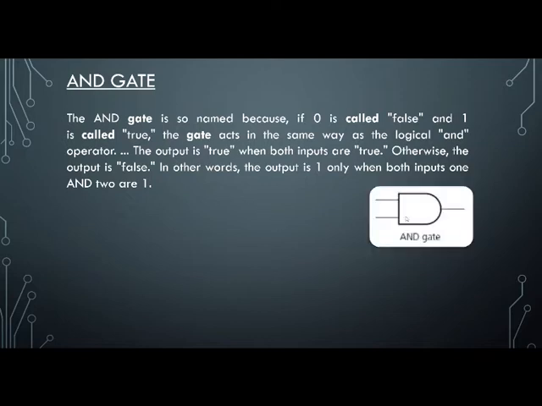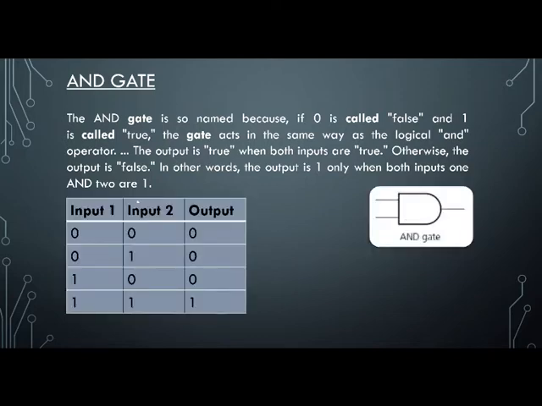This is the symbol of an AND gate, and this is the truth table. It means if we input 0 and 0, you will get the output 0. If one is on and the other is off, you will get the off output. If input 1 is on and the second input is false, off, you will get off, you will get 0. And if input 1 is on and input 2 is on, you will get the output on.